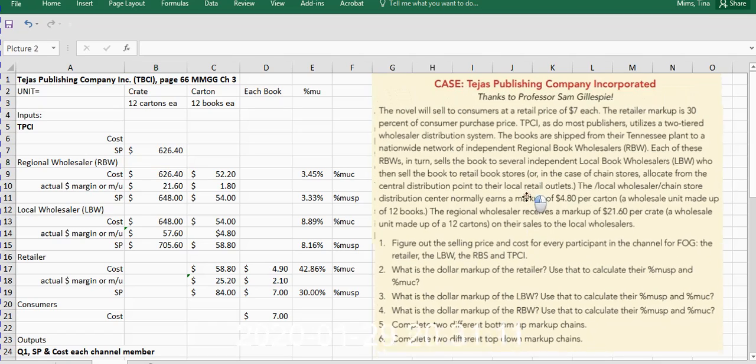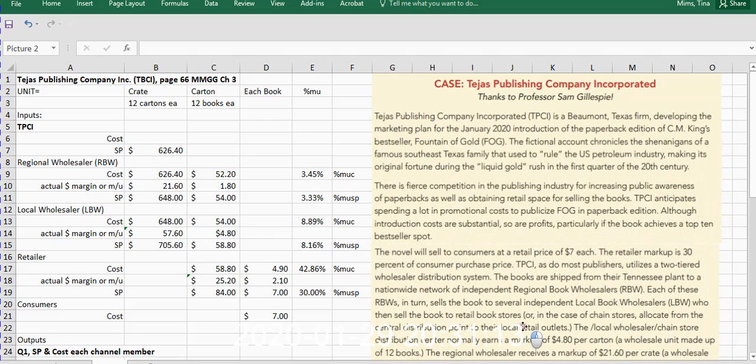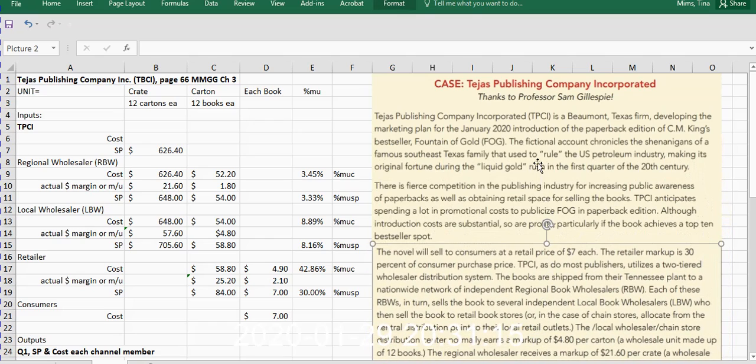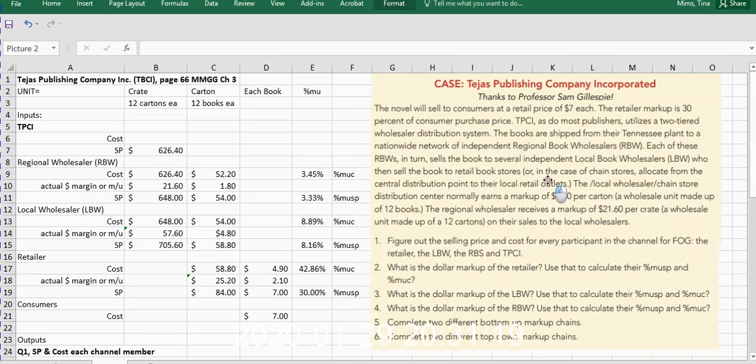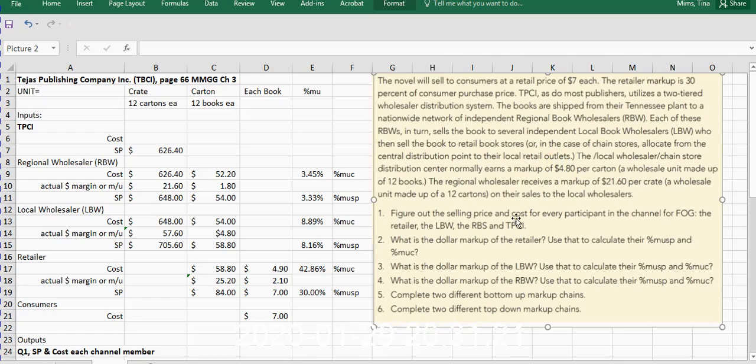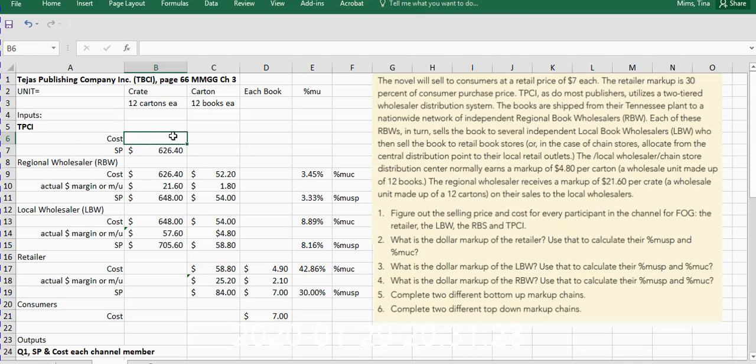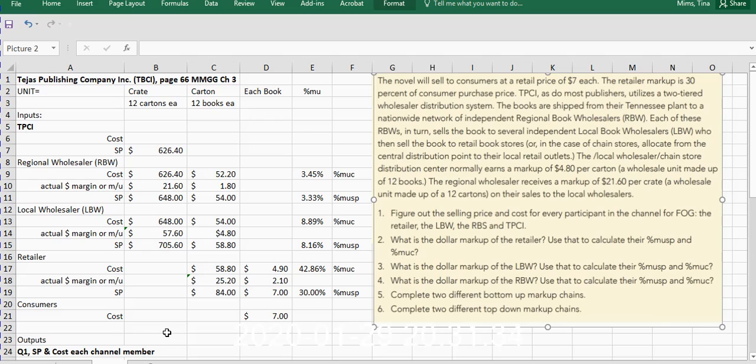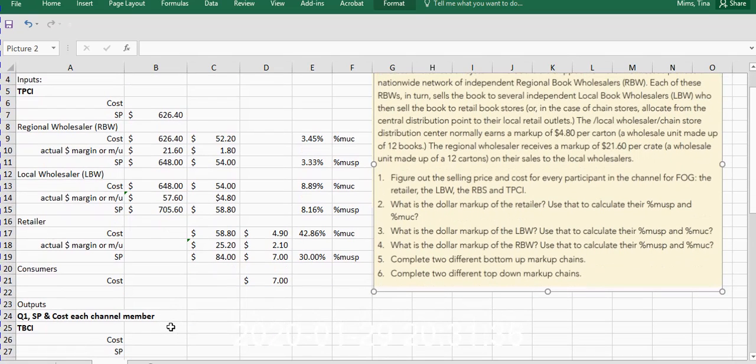I cannot find anything in this particular case. If you read the entire thing again, let me know. I don't see anything that can help us determine what was the margin for the manufacturer. Therefore, I think that this one is going to be left blank. Now, here's what you're going to be expected to do when you have your cases in class. So the first question says, figure out the selling price and cost for each participant.